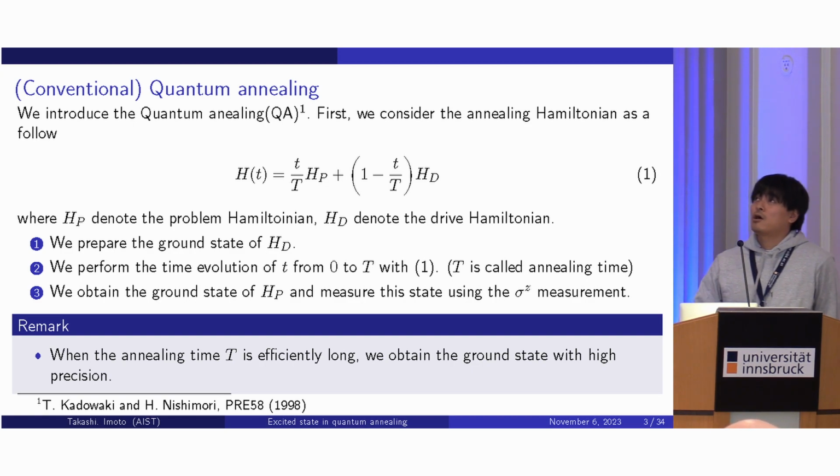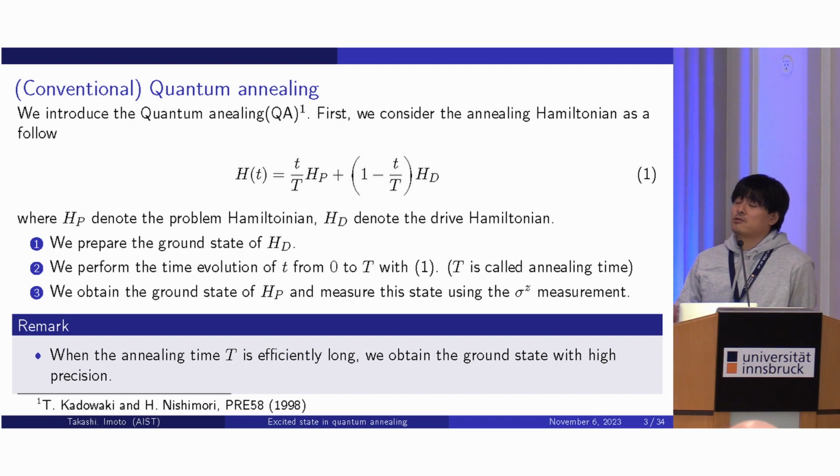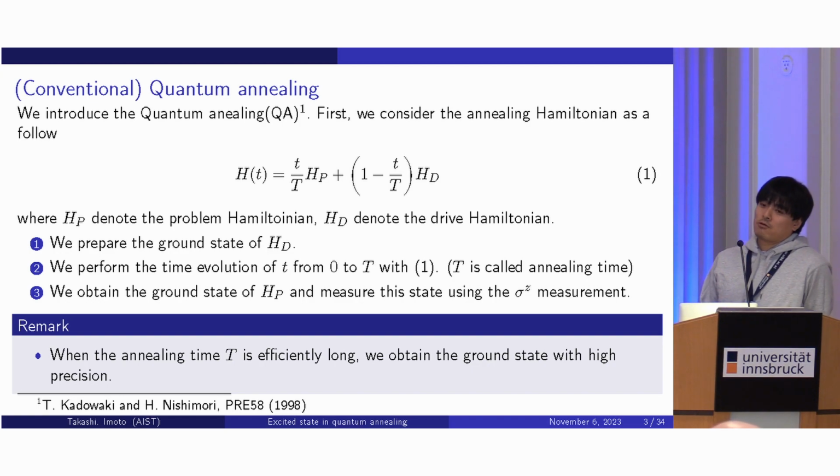Okay, so let's overview quantum annealing and the previous study related to it. First, we consider the annealing Hamiltonian as follows. HP denotes the problem Hamiltonian, and HD denotes the driver Hamiltonian. HP, the problem Hamiltonian, needs to be solved, and HD has trivial ground states.